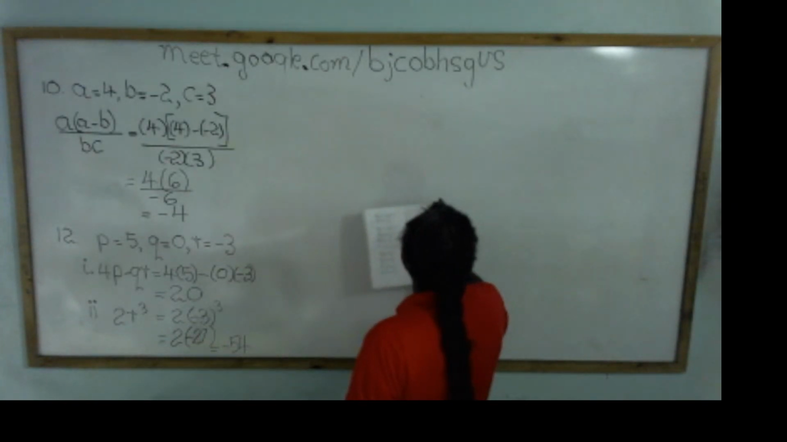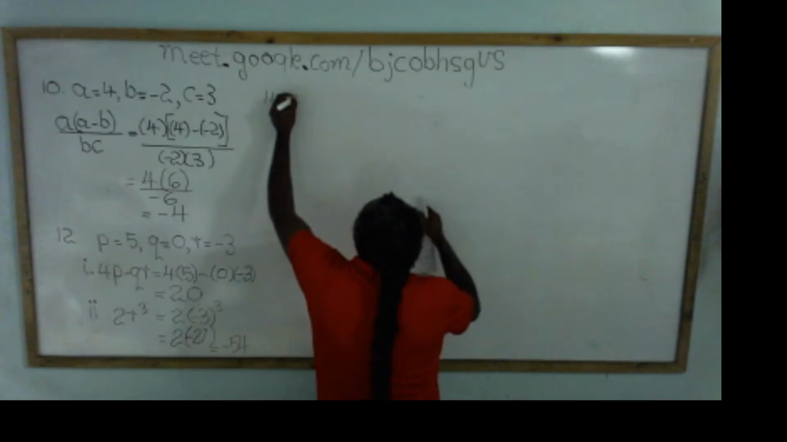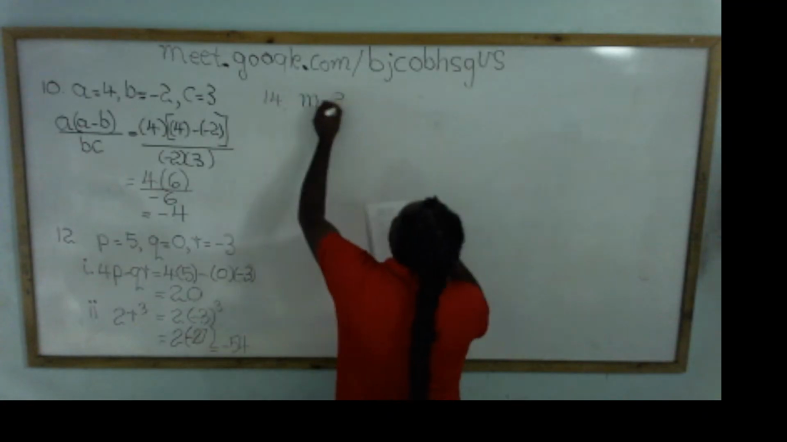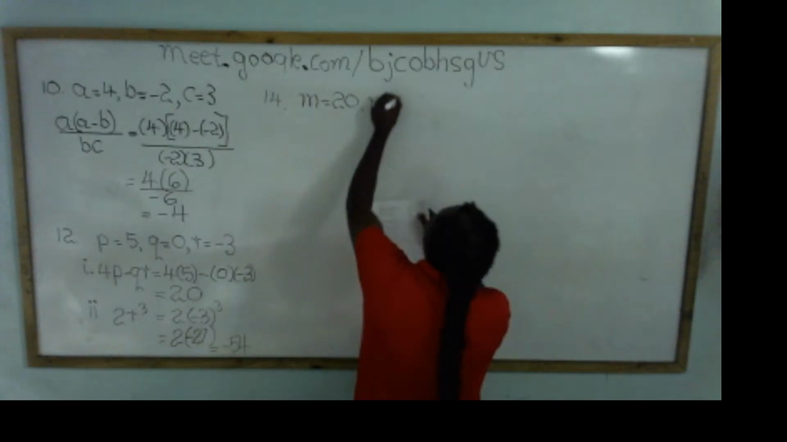Watch me now, students. Number 14. Number 14, I'm going to put the values up there first. M is equal to 20 and N is equal to 48.